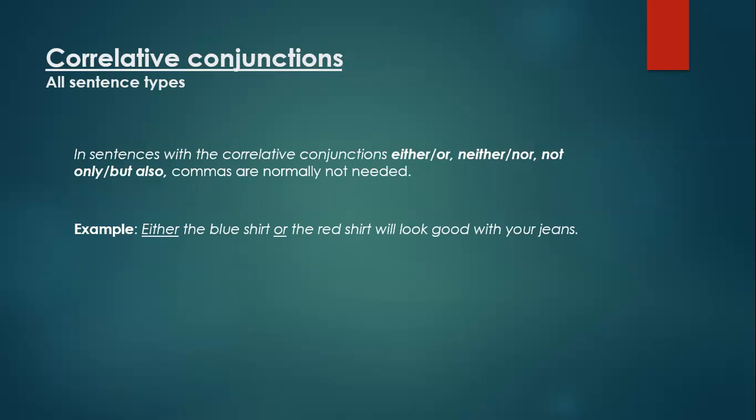And finally, correlative conjunctions, all sentence types. In sentences with the correlative conjunctions either or, neither nor, not only but also, commas are normally not needed. Example: either the blue shirt or the red shirt will look good with your jeans.